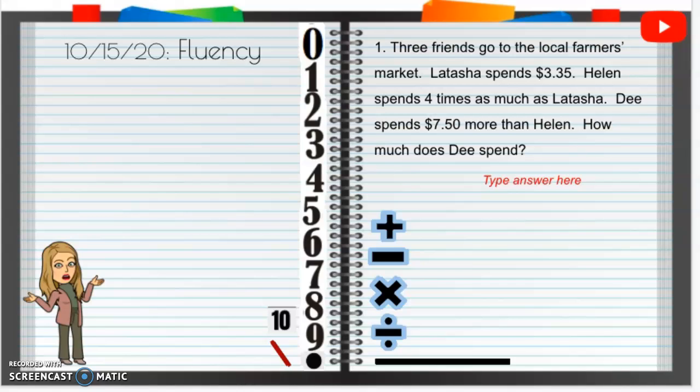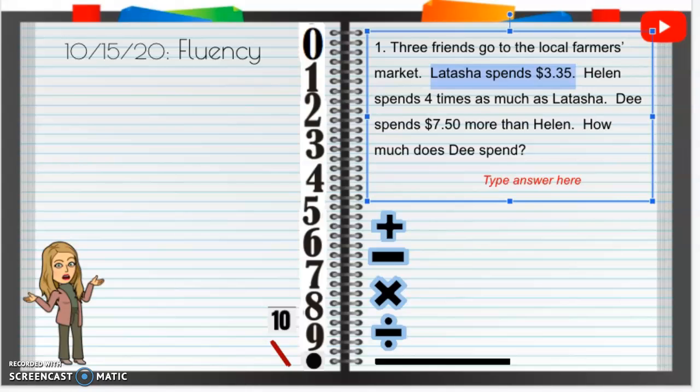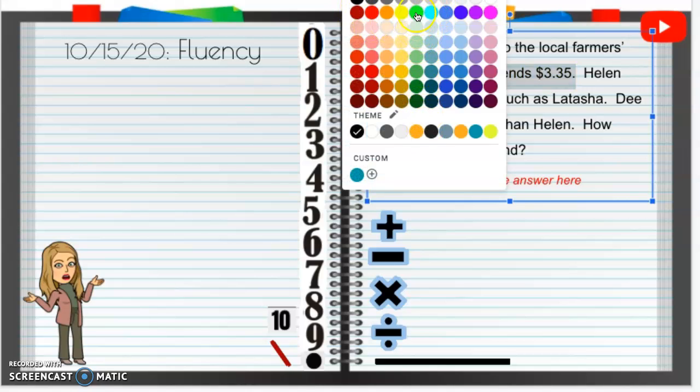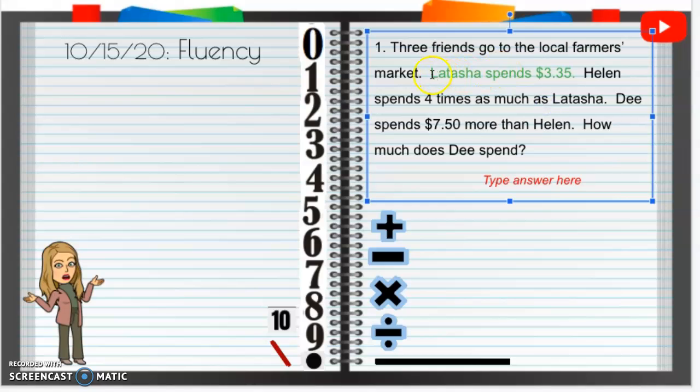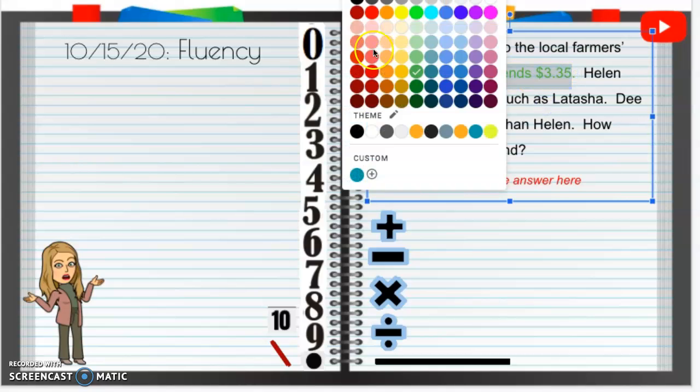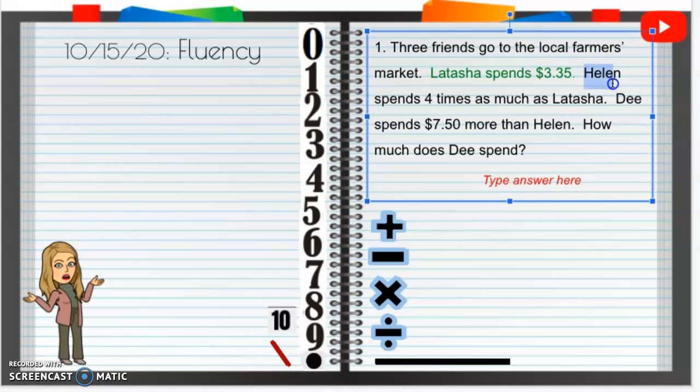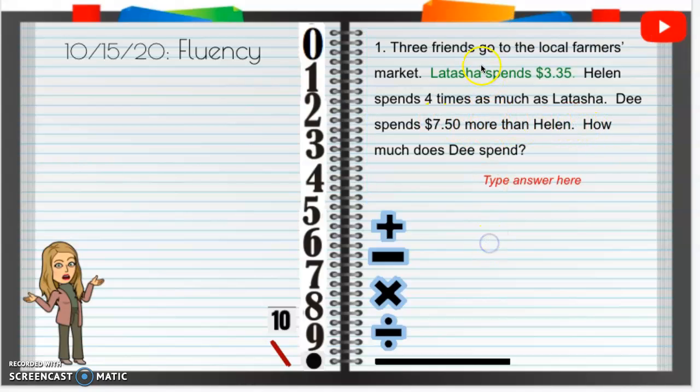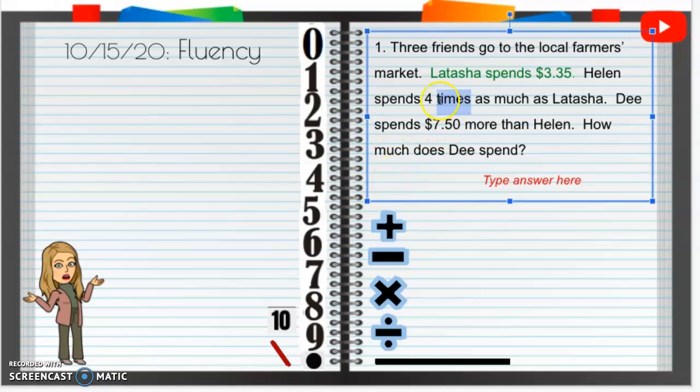All right, first of all, we know that Latasha spends $3.35, okay? Helen, though, spends 4 times as much as Latasha. So we need to figure out how much Helen spent in order to add $7.50 more to get what D spent. So Latasha spent $3.35. Helen spent 4 times that. So what are we going to do? Oh, we're going to multiply.